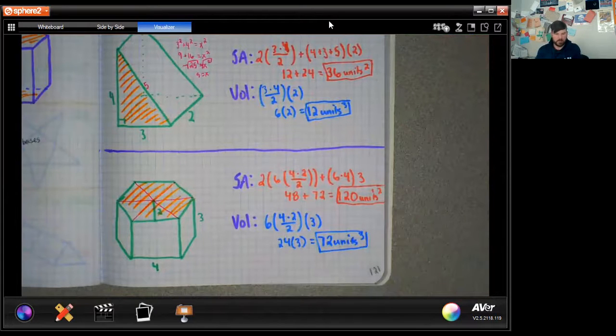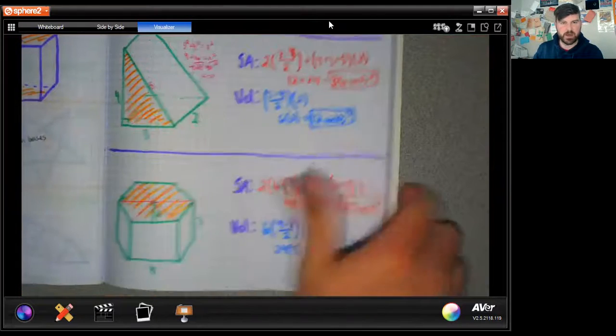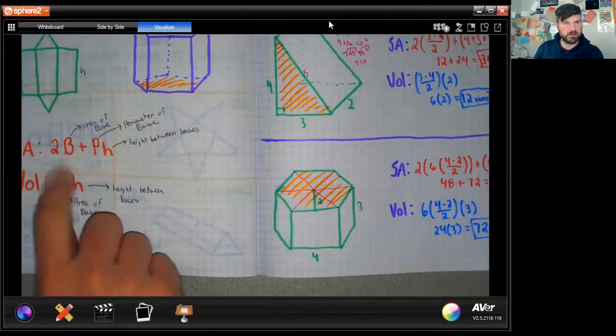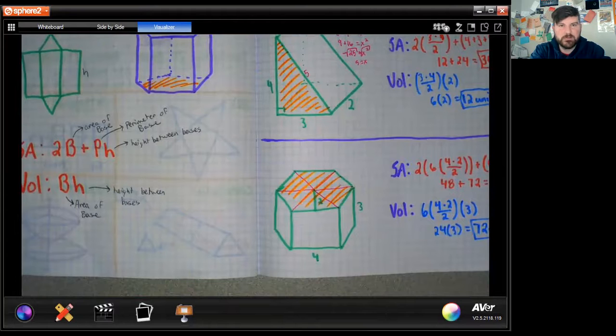All right, so that covers it for a prism, surface area, and some volume practice. The main thing you're going to need to know are these formulas right here. So I'll put up some practice so that you can get used to using those formulas. If you have any questions, feel free to reach out, and I'll see you in the next lesson.